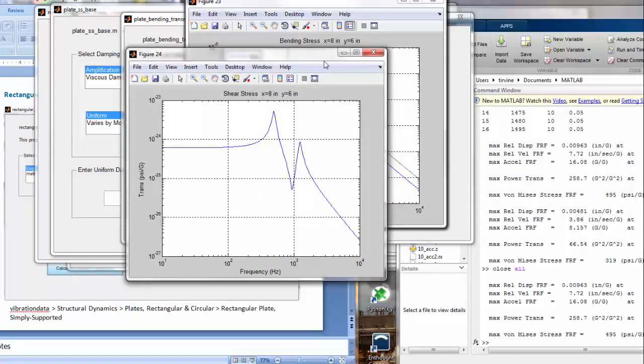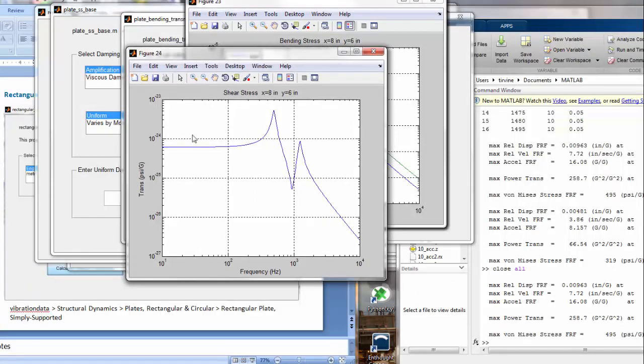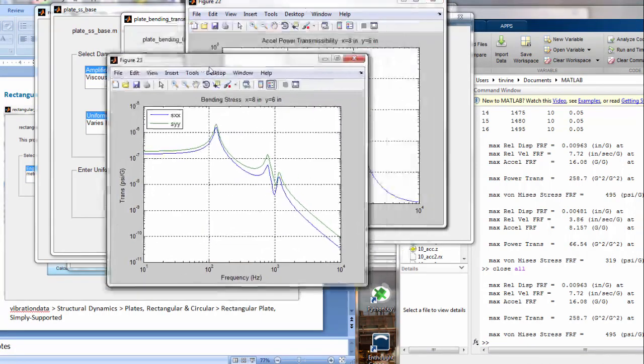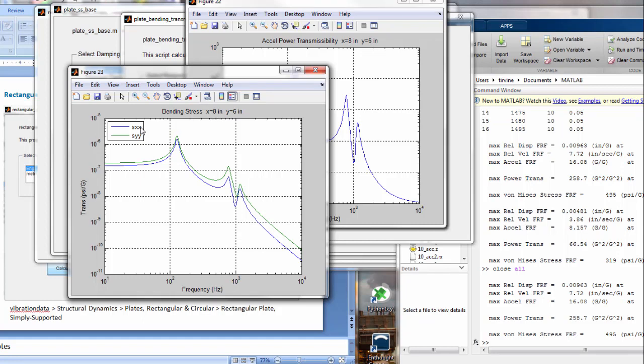Here we see the shear stress, which at the center of the plate is actually zero, theoretically, but there's some kind of numerical noise going on there, so we can just disregard that. The two bending stress components for SXX and SYY, and those two components get fed into the von Mises stress calculation.